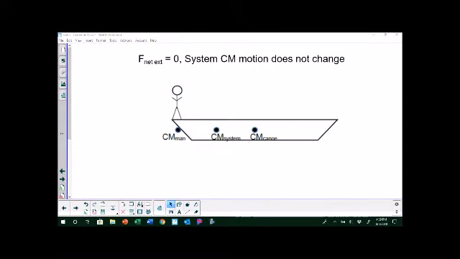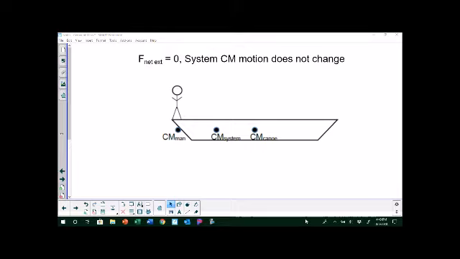So I'm here at my computer to illustrate the fact that the system center of mass motion does not change when there are no external forces acting on the system. By using this example that I use in class, it's easier to see it here on my computer screen than trying to draw it up on the board. What we have is a man standing on a canoe, and the canoe's on water, so we have a frictionless surface between the canoe and the water. And this man is going to walk to the other end of the canoe.